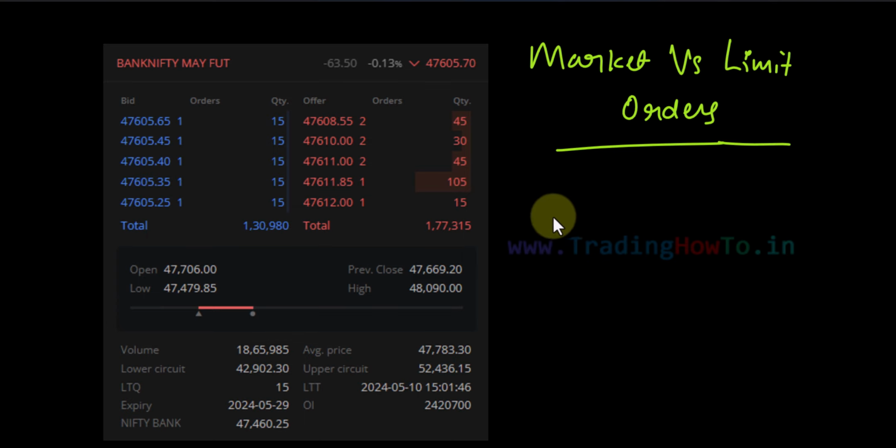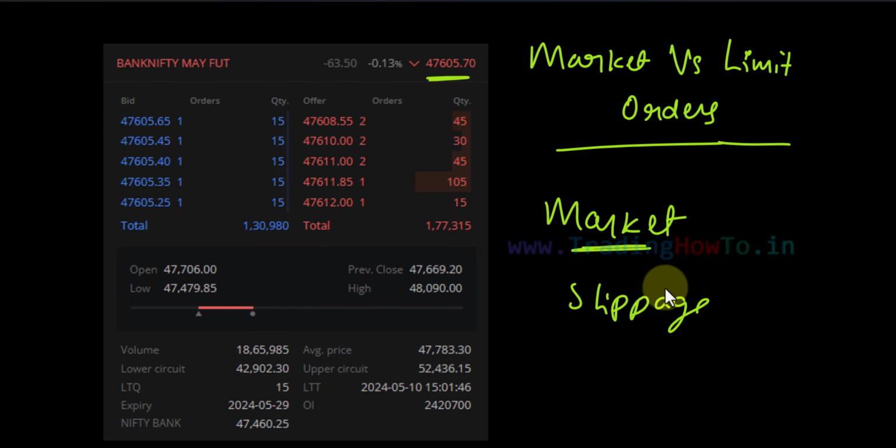So when a trader places the market order in order to complete his transaction, what happens is sometimes the trader has to pay a bit more than whatever the last price at which the trade has happened. And we call this the slippage. So if he is buying, then he has to pay a bit more. If he is selling, then he has to sell at a bit less. So slippage is the one issue.